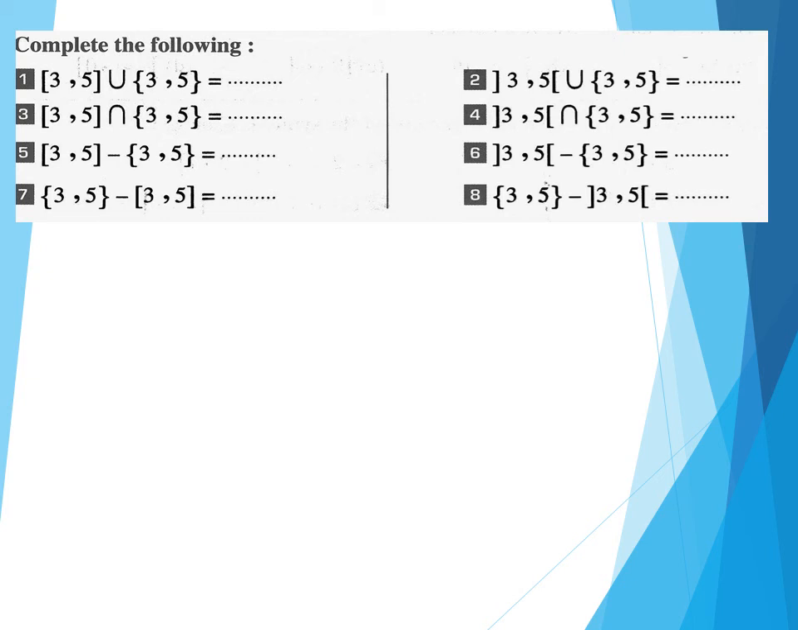Complete the following. The first, it is union 3, 5. Second, it is union 3, 5 closed. Number 3, the set of 3 and 5. Number 4, 5, and number 5, 3 open, 5 open. Number 6, 3 open, 5 open, and number 7, it will be 5, and number 8, it will be 3.